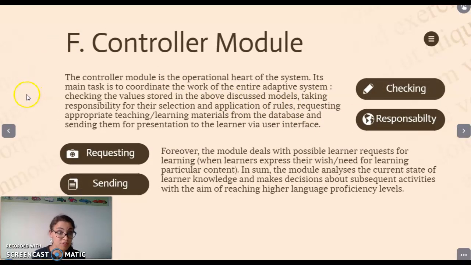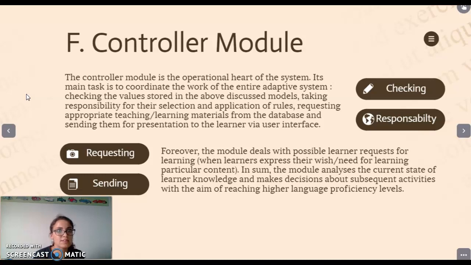And finally, the controller model. This model is the operational heart of the system. We can say it is really important, even more than the instructional model, because if we don't have the controller model, we can't have the instructional model. For that reason, it's really the heart of the system.